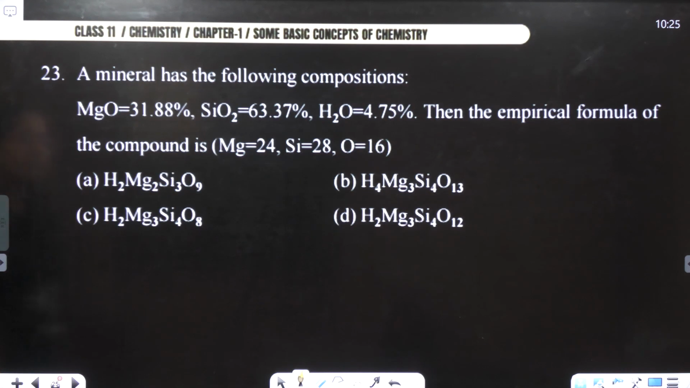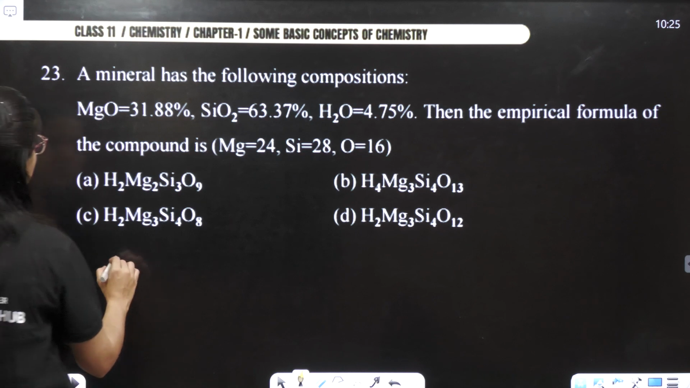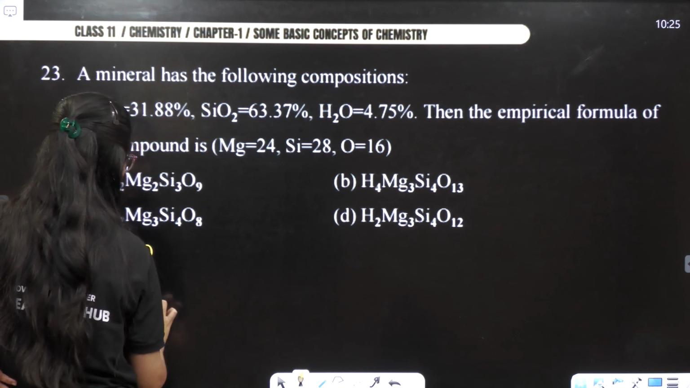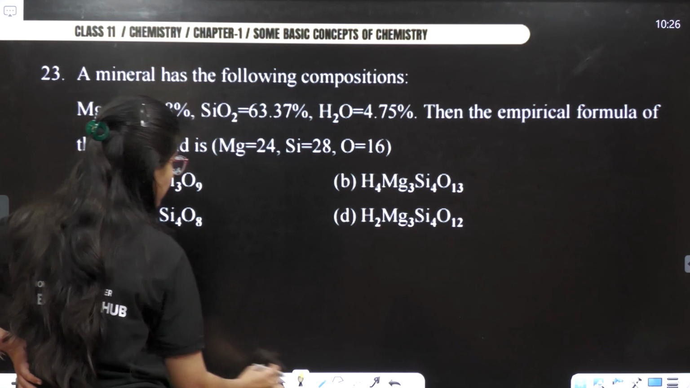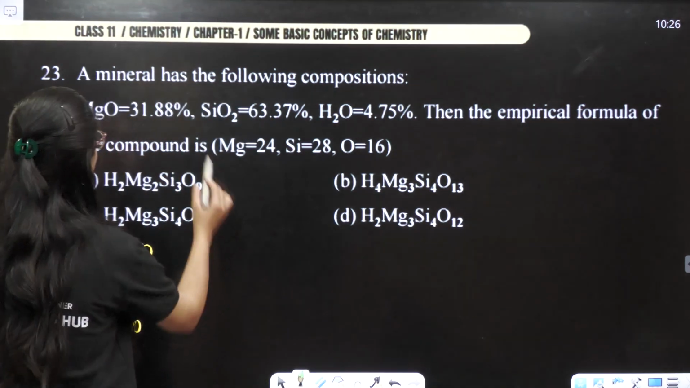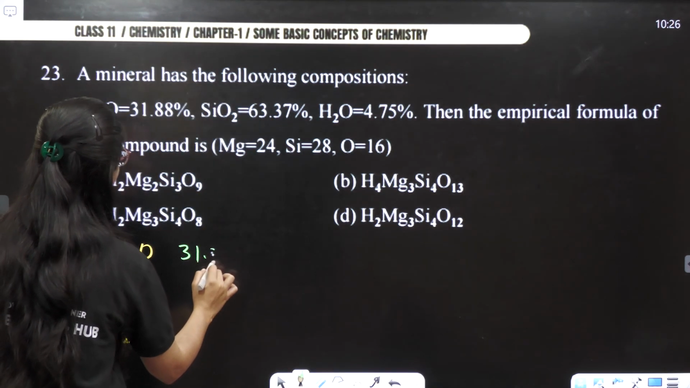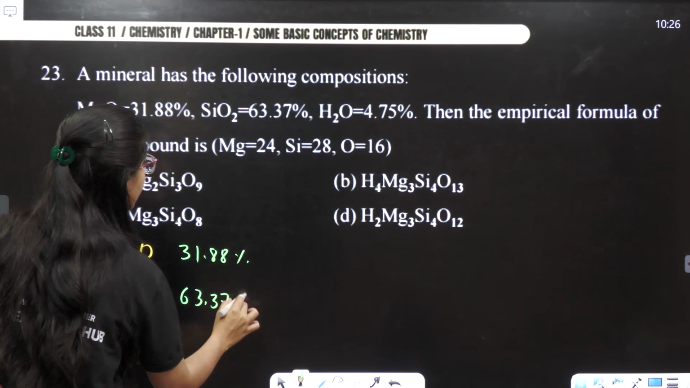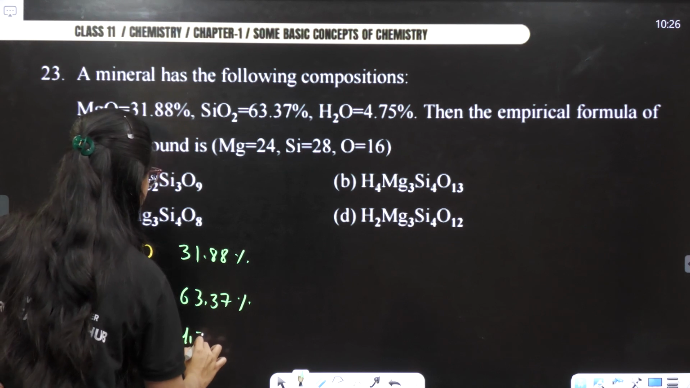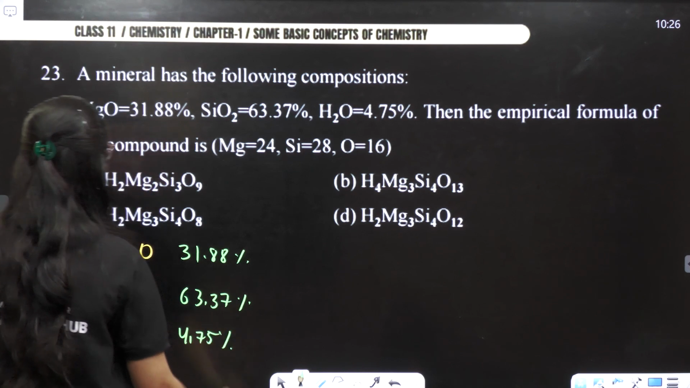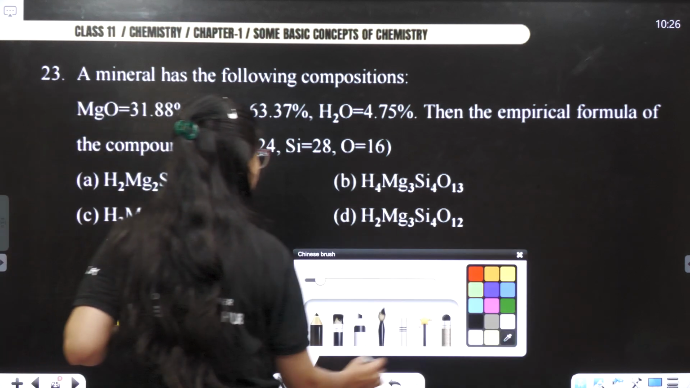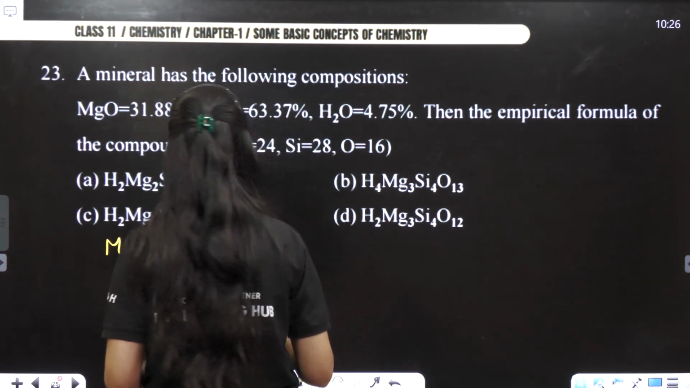Next question. A mineral has the following composition. You have a mineral which consists of magnesium oxide, silicon dioxide and water, with percentages given as 31.88 percent, 63.37 percent and 4.75 percent. Then they have asked for the empirical formula of the compound. For that, let us identify the least ratio.